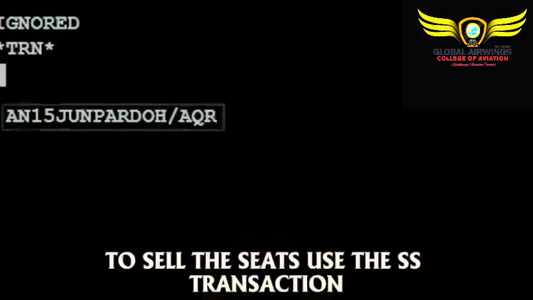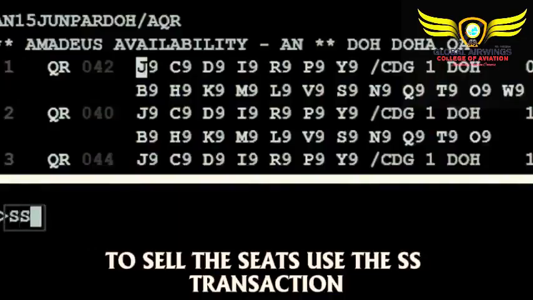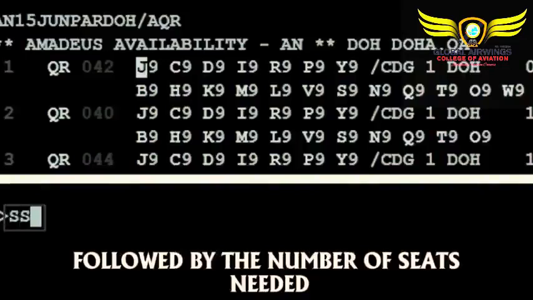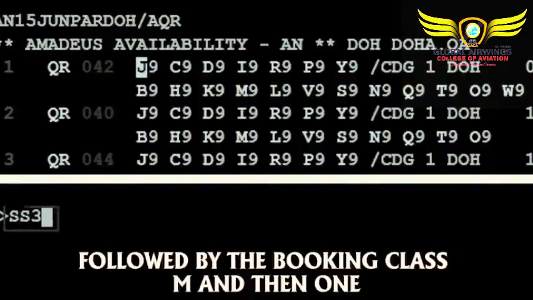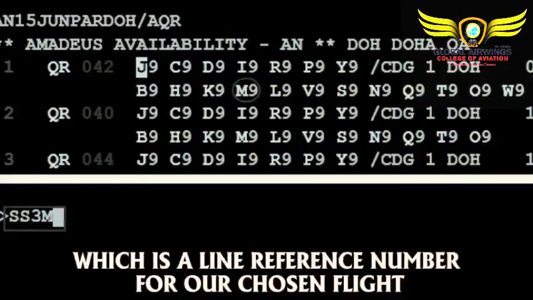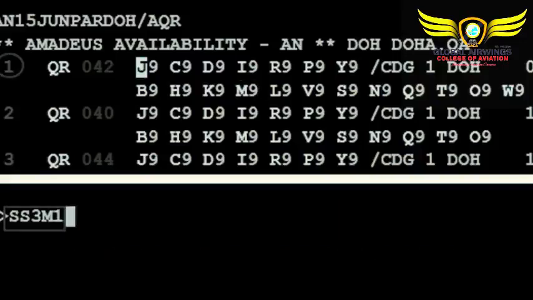code for Qatar Airways. To sell the seats, use the SS transaction, followed by the number of seats needed. In this case, 3 seats are required, followed by the booking class M, and then 1, which is a line reference number for our chosen flight from the availability screen.